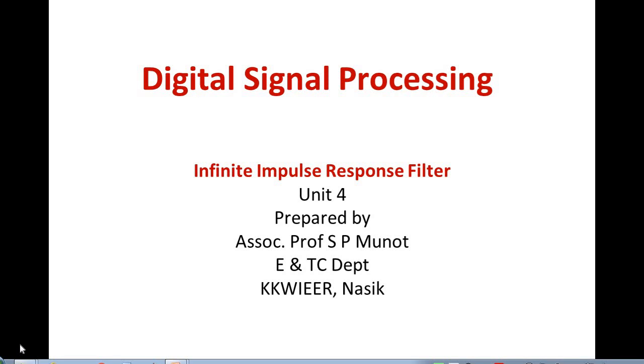Initially we had studied the Butterworth and Chebyshev polynomial designs used for IIR filters, that is, infinite impulse response filters. In this particular lecture, let us see how that will be mapped into the digital one, which we are going to study in this lecture.